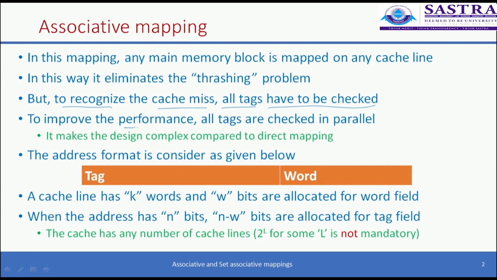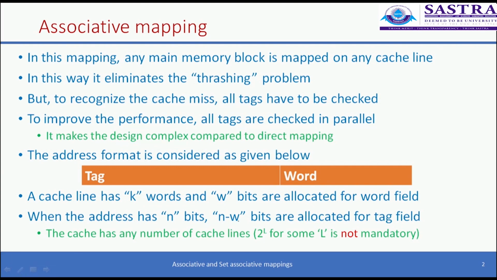To improve the performance, all tags are checked in parallel, otherwise the performance will be degraded. So, all tags are compared in parallel in associative mapping. It makes the design complex compared to direct mapping. So, the complexity of associative mapping is more compared to direct mapping, but fully associative mapping eliminates the thrashing problem.